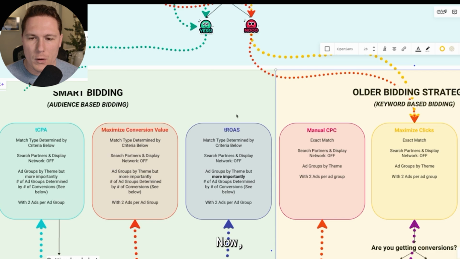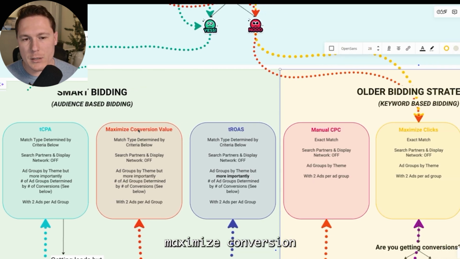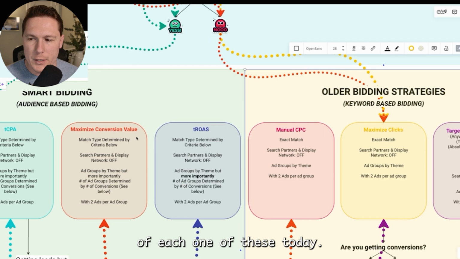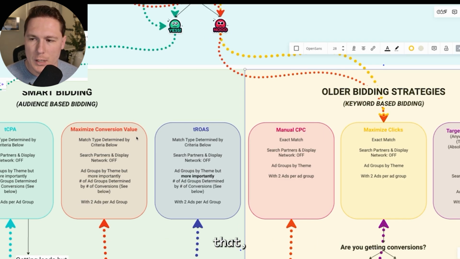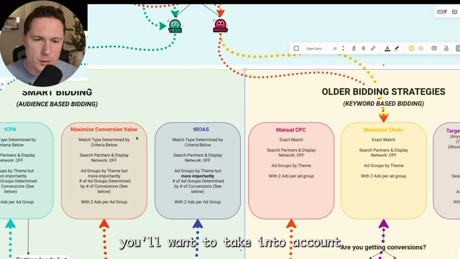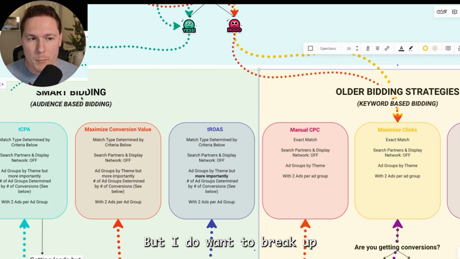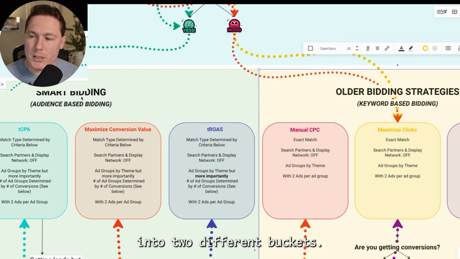Now, going further, there are all of these different types of bidding strategies: maximize conversions, TCPA, maximize conversion value, TROAS, manual CPC, maximize clicks, target impression share. I'm not going to go over the definition of each one of these today. More so, I'll go over the circumstances and situations that you'll want to take into account in order to decide which one to use. But before we go on, I do want to break these bidding strategies up into two different buckets.